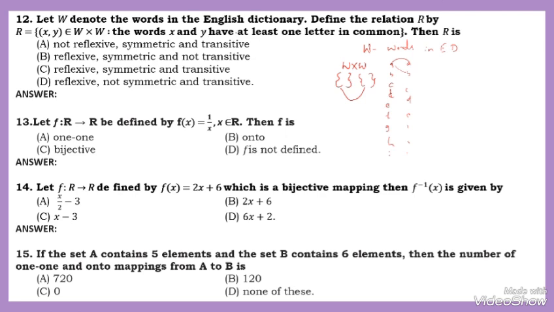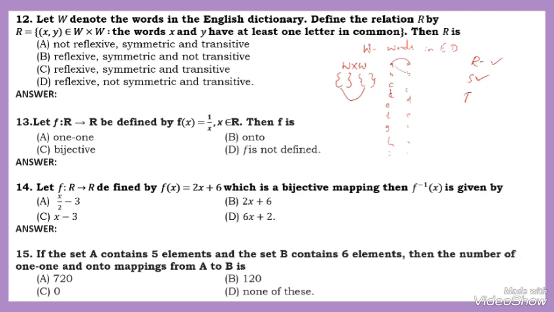Now, the first condition: X and Y have at least one letter in common. Yes, of course, all letters are common. Hence the reflexive property holds, because every element is related to itself. Again, for the second one, the symmetric condition: A is related with B, and similarly B is also related with A. The symmetric property also holds.